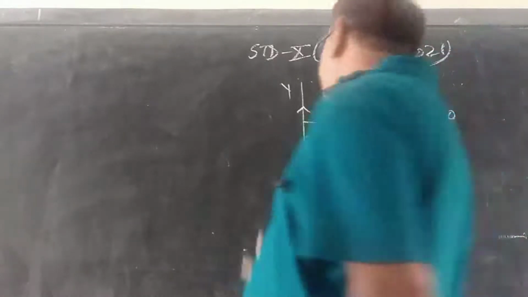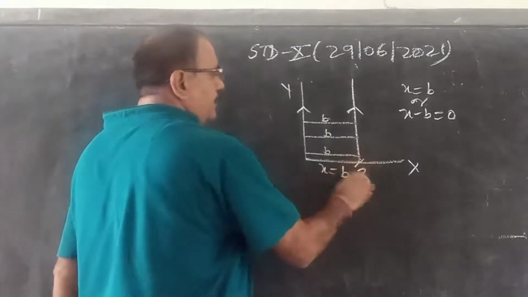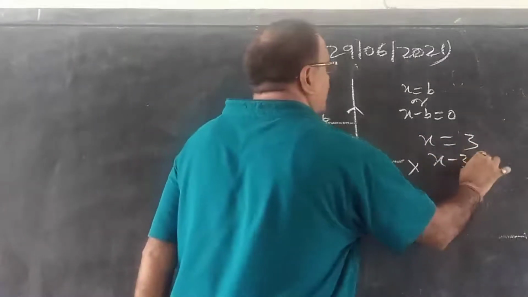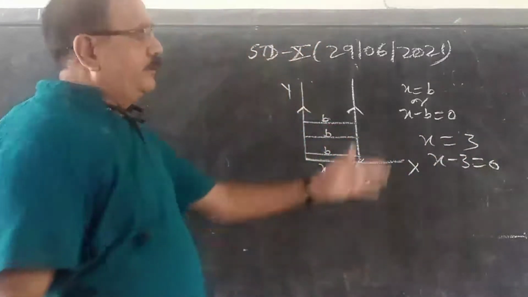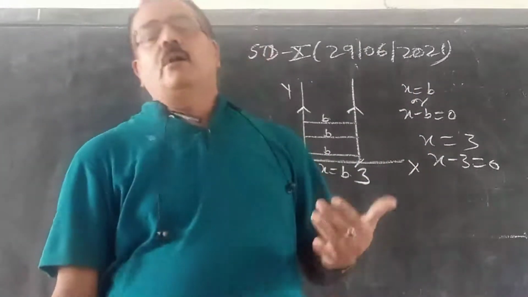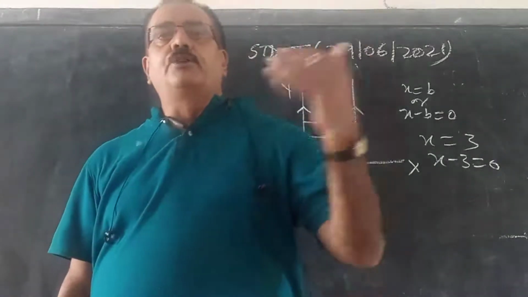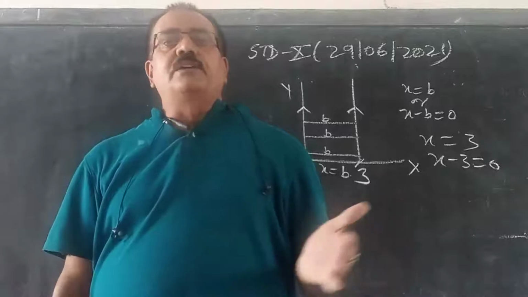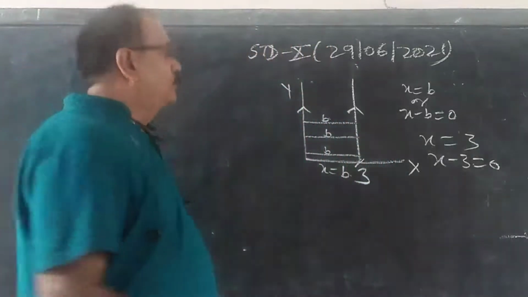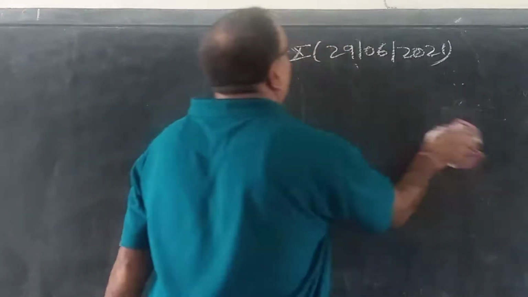It is the equation of a line parallel to y-axis. Suppose this is 3. We can write x is equal to 3, or x minus 3 is equal to 0, is the equation of a line parallel to y-axis. So I explained to you how to recognize the straight line. If a straight line is parallel to x-axis, what is the equation? If a straight line is parallel to y-axis, what is the equation? This one. Now come to another important point which you have studied in standard 9 also.